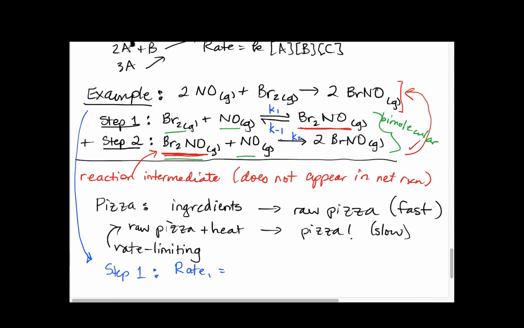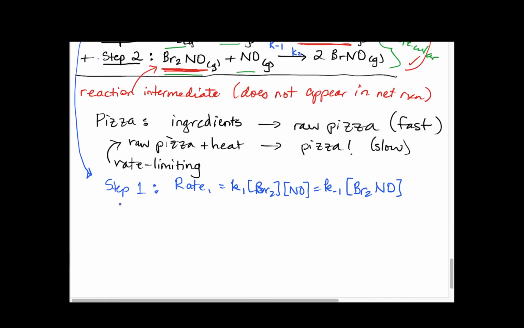And then my second reaction has rate K2, and I'm just labeling them that to match with step 1 and step 2. So rate 1 forward is going to have a rate constant of K1. Stoichiometry is Br2 and NO multiplied together. And this is also equal to the reverse reaction rate, which is that other constant, times my product. In step 2, the rate of this step is K2 Br2NO NO.